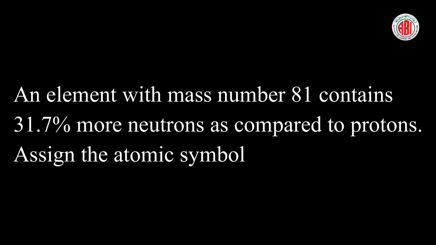An element with mass number 81 contains 31.7% more neutrons as compared to the protons. Assign the atomic symbol. Let us find the symbol, the atomic symbol of the given element. Let us see how to solve this problem.